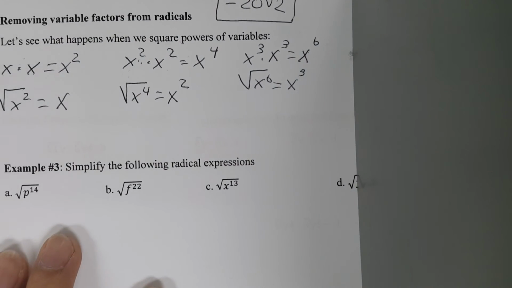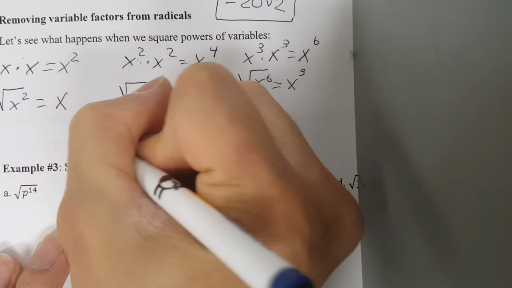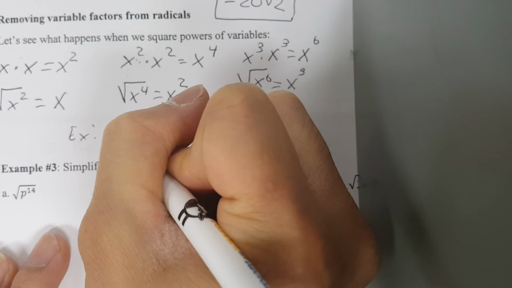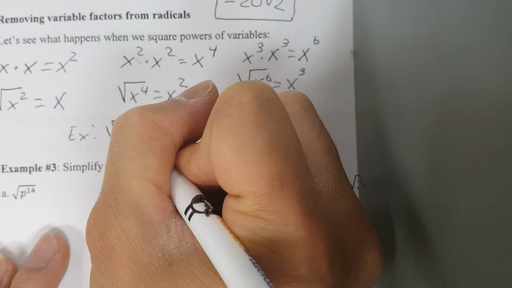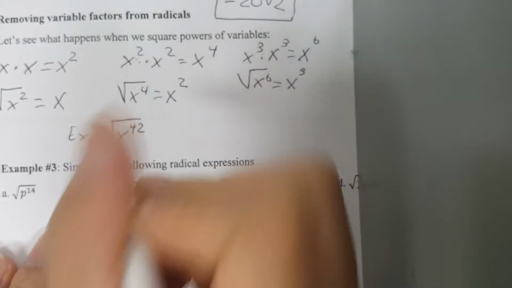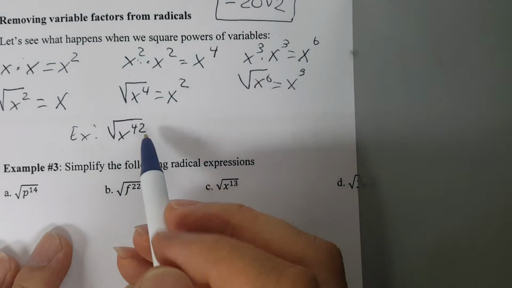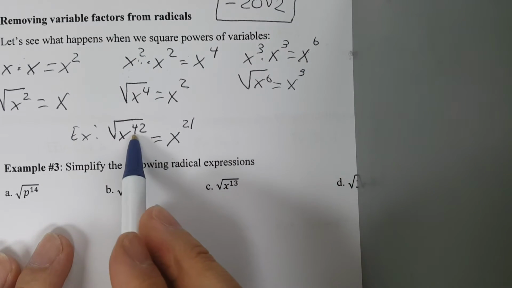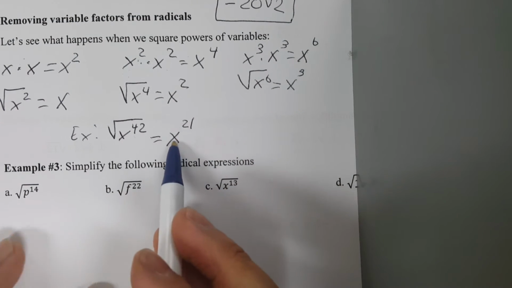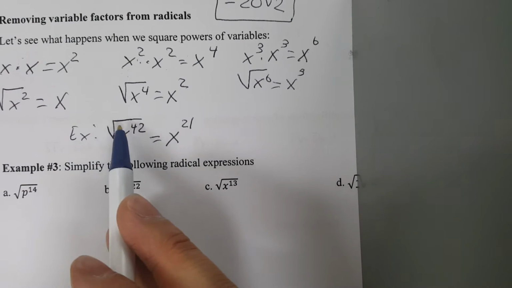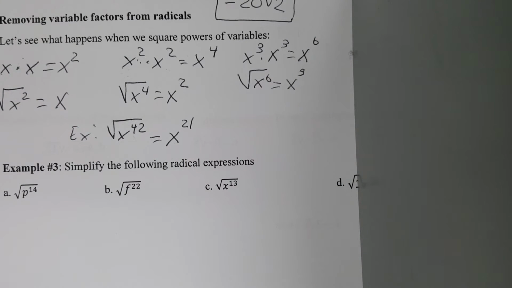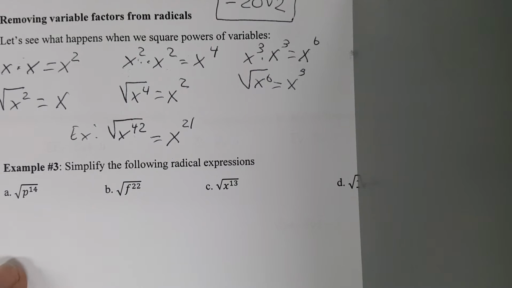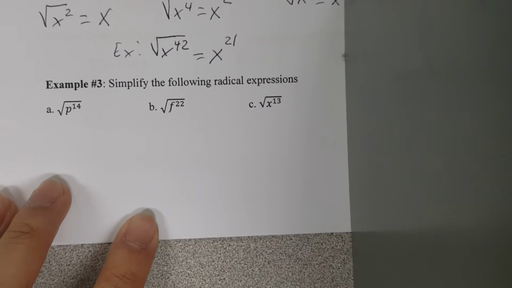So just a couple more examples. Radical of, let's pick a big number, x to the 42, is really just x to the 21st power. It's just half that, because x to the 21st times x to the 21st is x to the 42. So we're going to use that to do example 3. So look at example 3.